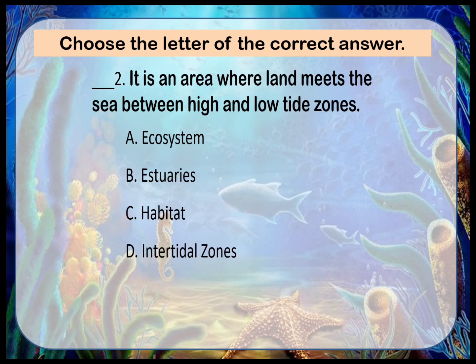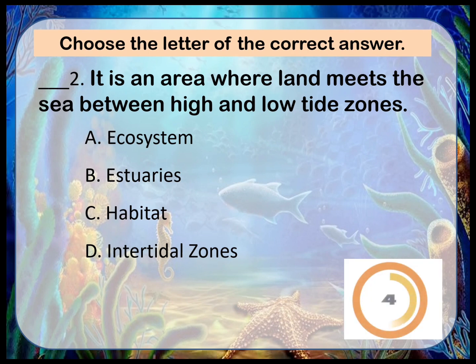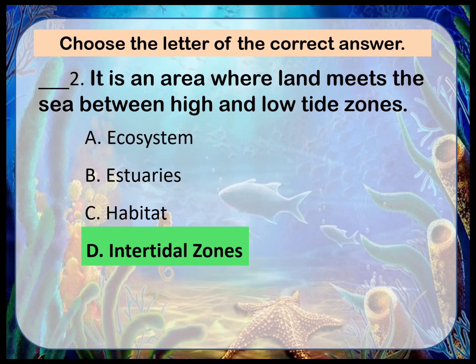Moving on to number 2. It is an area where land meets the sea between high and low tide zones. A. Ecosystem. B. Estuaries. C. Habitat. D. Intertidal zones. The answer is D. Intertidal zones.